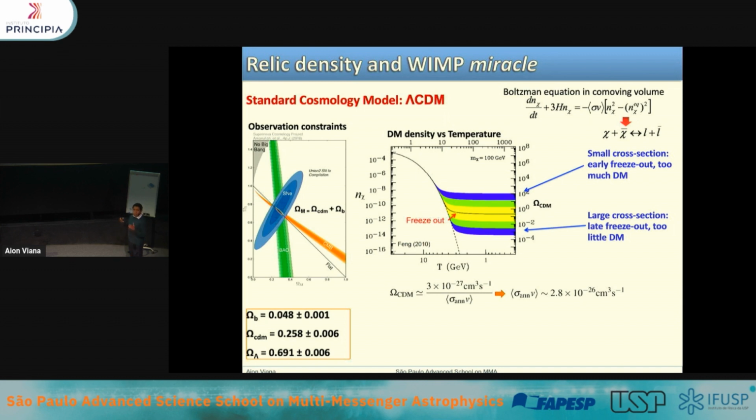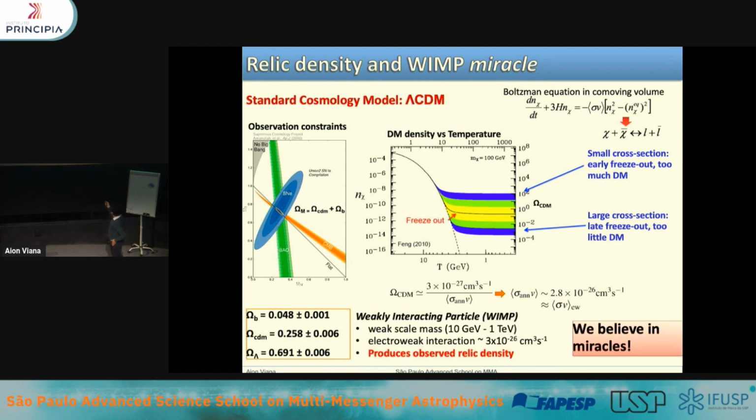So basically, you can use this simplistic scenario to constrain what cross section you expect from this very simple new particle. And that's what you get. When you compare the cross section with the observed cold dark matter density, we see that we need a cross section which is almost exactly 3 times 10 to the minus 26. This is a very important value because this is basically of the same order of magnitude as the cross section of the electroweak interactions.